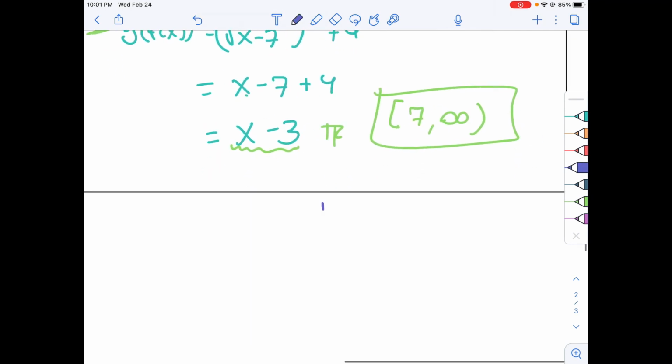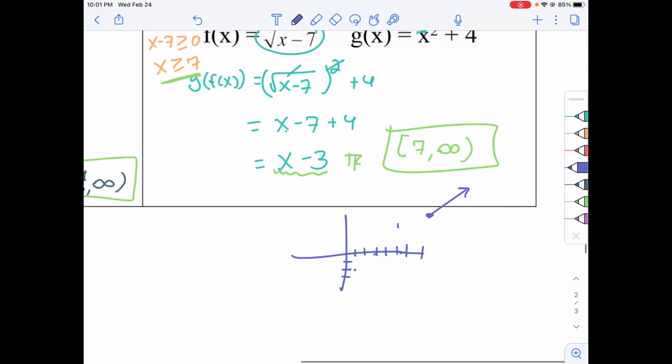The graph of this function is going to look like this. We're at negative 3, but then we can't start until we get to 7. So 1, 2, 3, 4, 5, 6, 7. Okay, so we're going to go up 1, right 1, up 1, right 1, up 1, right 1, up 1, right 1, up 1, right 1, up 1, right 1. So it's literally going to start right here and then just go up and to the right. That's what that function would look like.